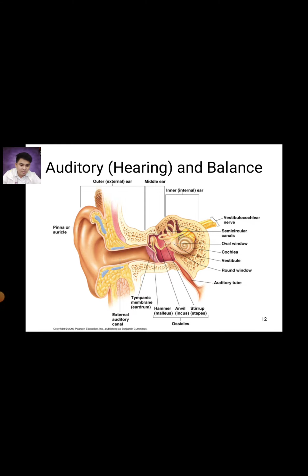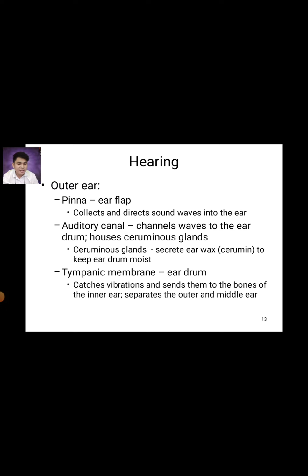The middle ear has the Eustachian tube, which connects the ear to the throat and equalizes pressure. The ossicles: the hammer, malleus, is the outermost bone and receives vibrations from the tympanic membrane. The anvil, incus, is the middle bone. The stirrup, stapes, is the innermost bone and transfers vibrations to the cochlea.